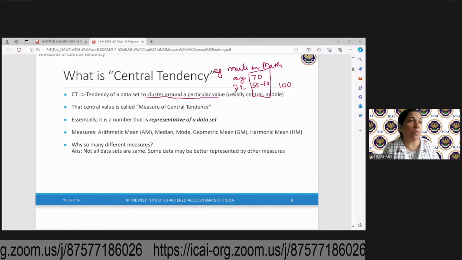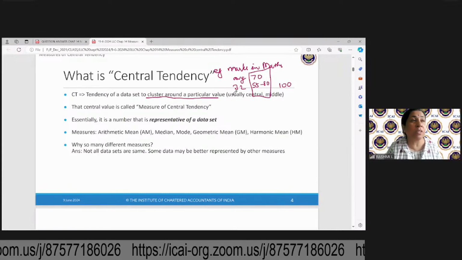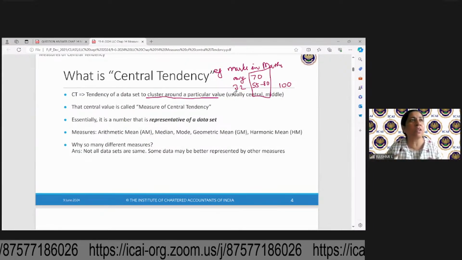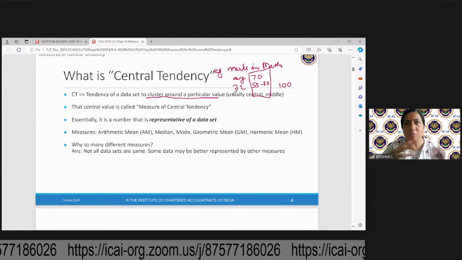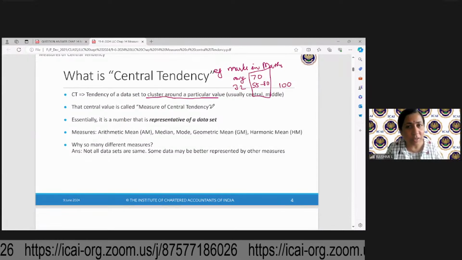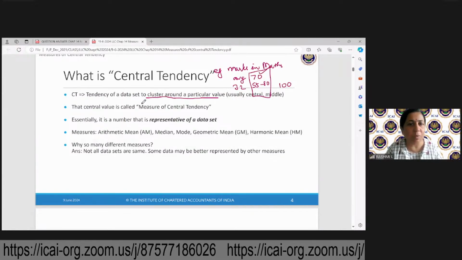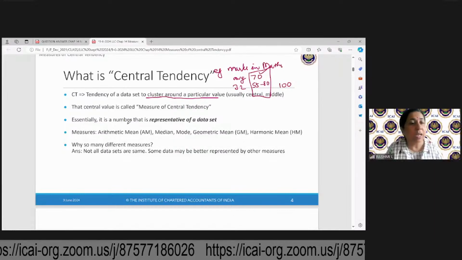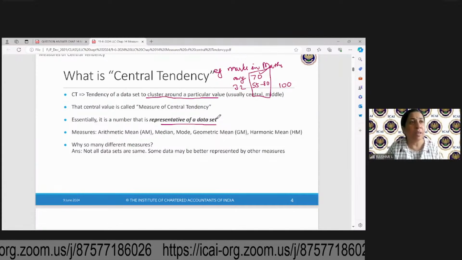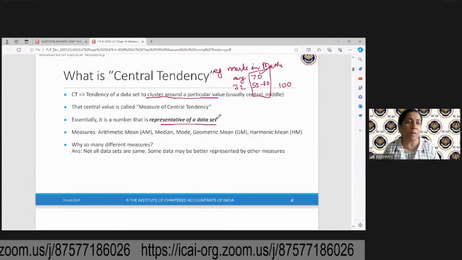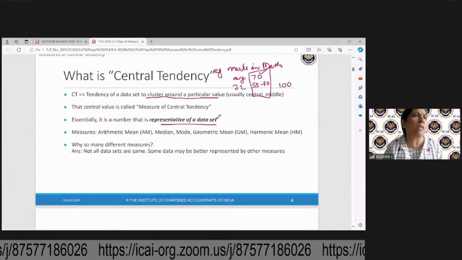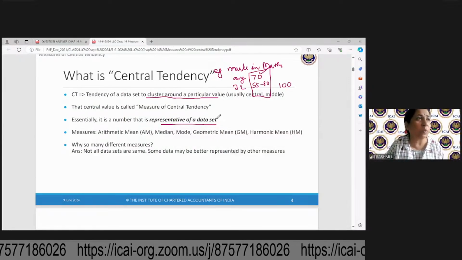Does that mean there are no values at the extreme ends? No, there are. It just means that we are trying to see in which direction a group of data that is available to you is moving. That central value is called the measure of central tendency. So this 70 that we are talking about is the measure of central tendency. Essentially, it is a number that is representative of the data set. When we say 70% marks, a person looking at those marks will say, okay, it was a good maths paper, so students have done quite well.